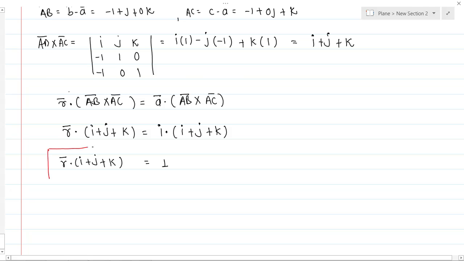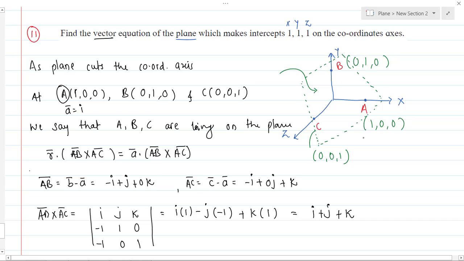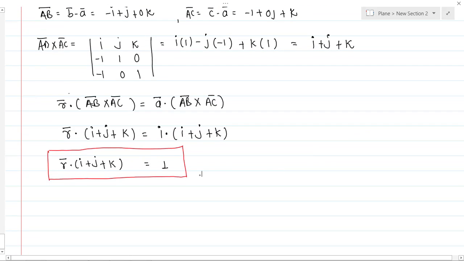Okay, so I hope you understand the concept of this question, where they have given that the plane is intersecting, making the intercept on the coordinate axis. So this is the case. Okay, so I hope you have understood each and every question from this exercise 6.3.